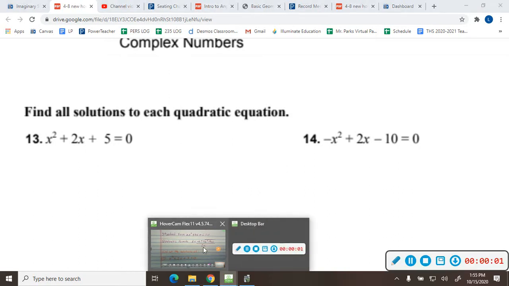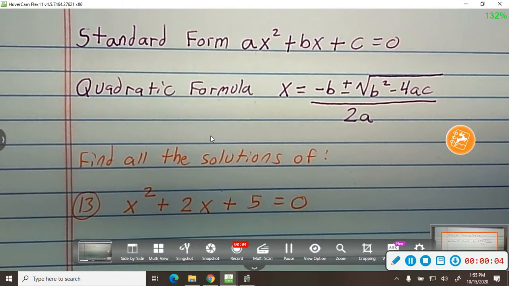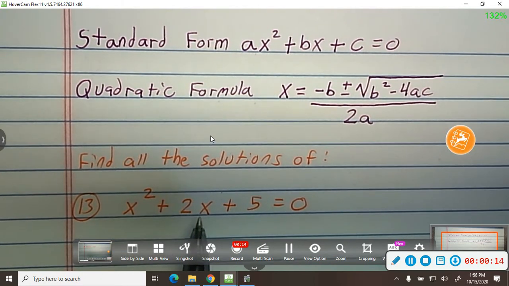So what we're going to do is find all the solutions. Now, what does it mean to be a solution? A solution is all the numbers such that when I square that number, and then add 2 times that number, and then add 5, I get 0.